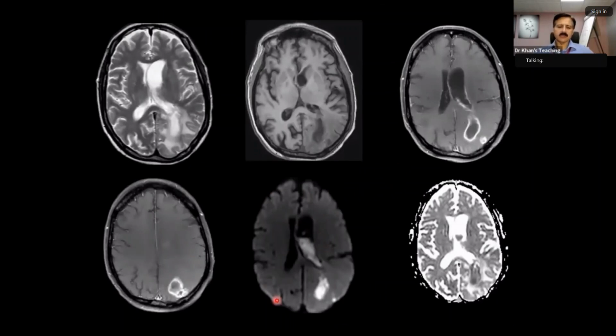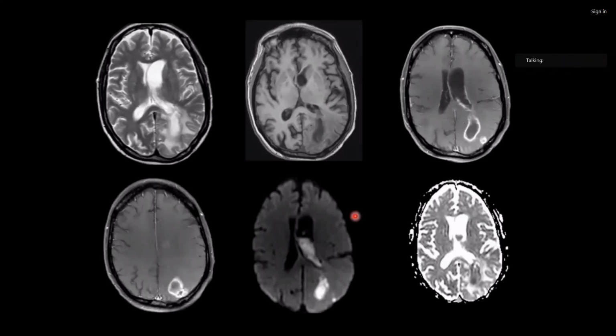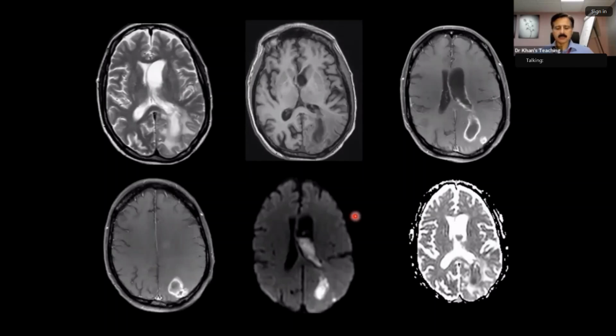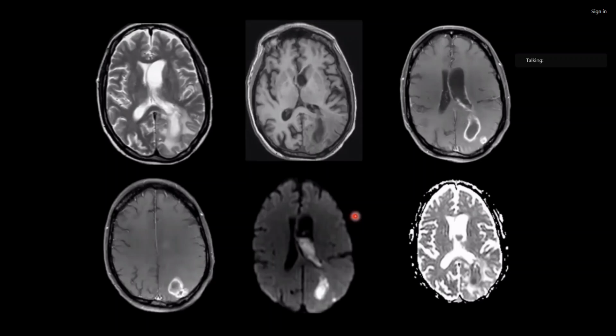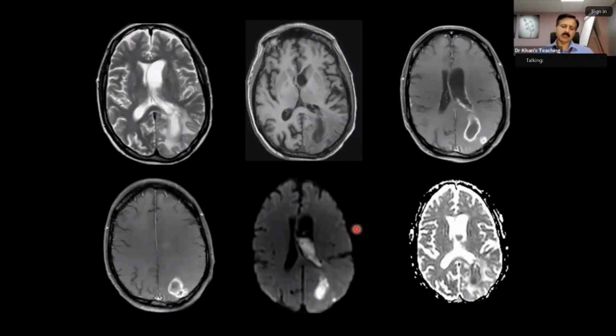What is happening here? So again, looking at the DWI images, on top there we have a peripheral enhancing lesion. And on the DWI images, there is restricted diffusion in keeping with the abscess. And where is it going? It's going into the ventricle, causing ventriculitis. So please remember that this type of scenario has been shown in the exam many a time.